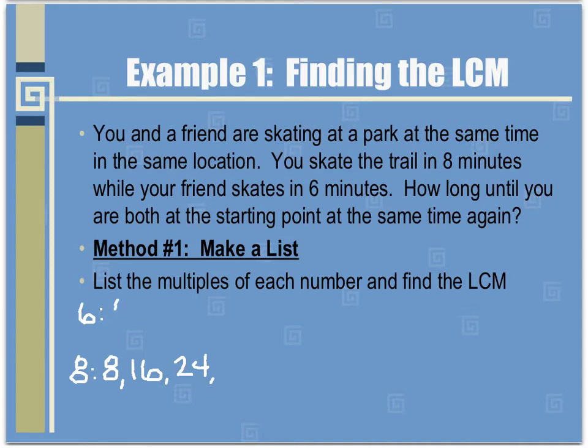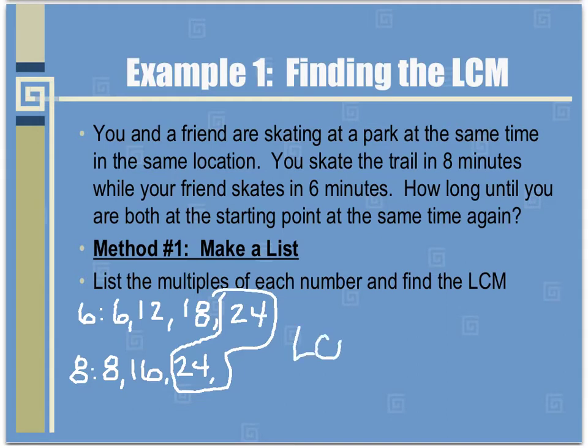I'll write those out to show you. 6 times 1 is 6. 6 times 2 is 12. 6 times 3 is 18. 6 times 4 is 24. This allows you to condense your lists so that you don't have to write more multiples than you have to. So if you notice here, I've gotten to my LCM. 24 and 24 are multiples of both, so my LCM is 24.